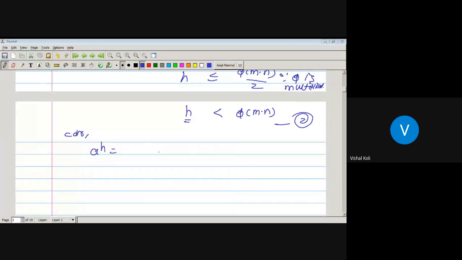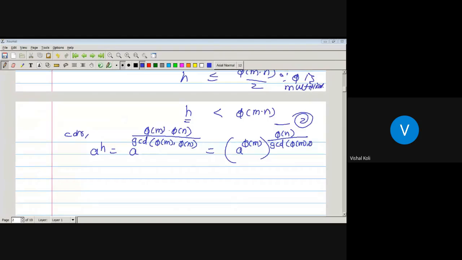A to the power h can be written as, h is nothing but phi of m into phi of n divided by GCD of phi of m comma phi of n. Therefore, it can be written as a to the power phi of m into phi of n divided by GCD of phi of m comma phi of n.